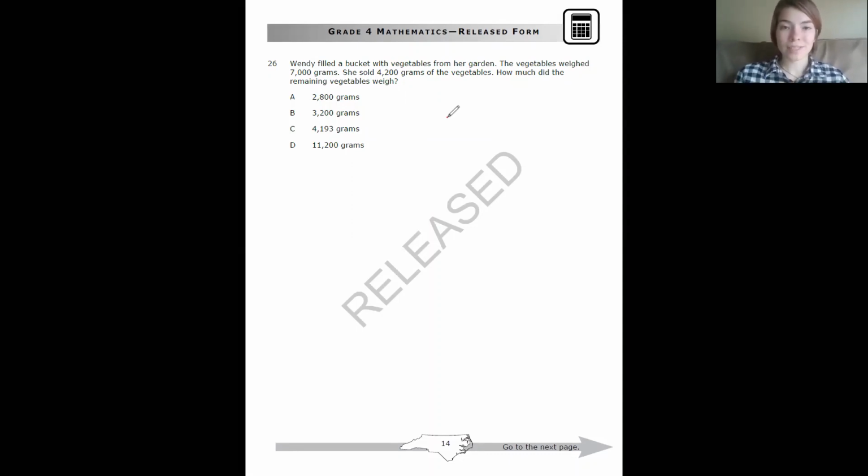That means that we need to subtract. So we're going to subtract 4,200 from 7,000. And we do the subtraction. 0 minus 0 is 0, 0 minus 0 is 0. We can't do 0 minus 2, so we borrow from the 7. This becomes a 6. We bring over a 1. 10 minus 2 is 8. And 6 minus 4 is 2. So our answer is going to be A, 2,800 grams.